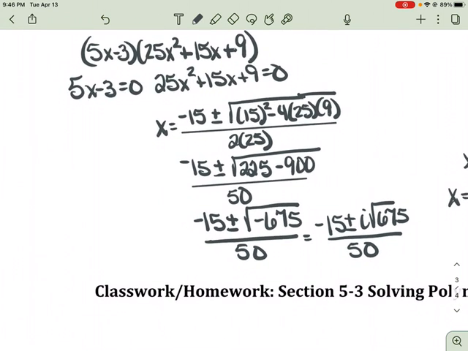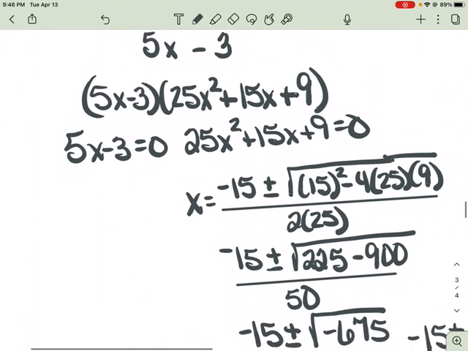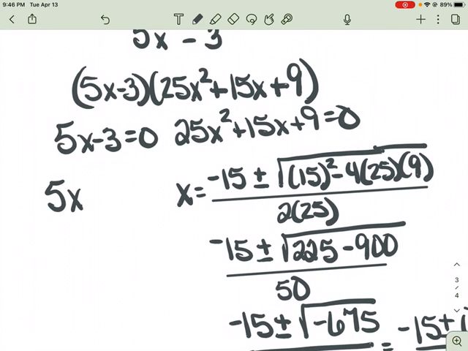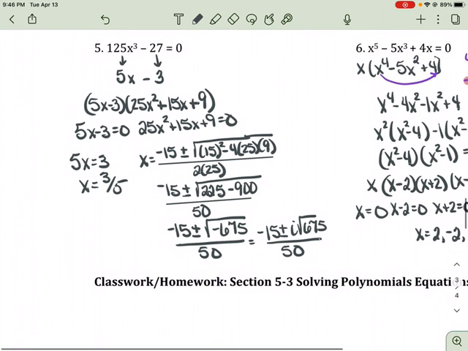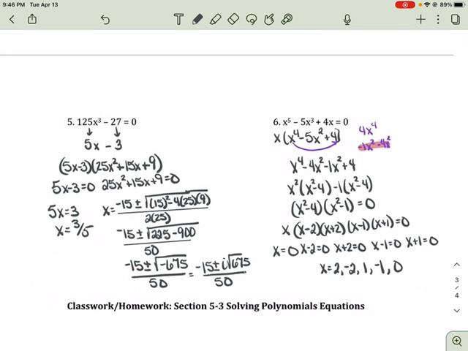Okay, so, let's find this one. We're going to add the 3, divide by 5. So we get 3/5 and negative 15 plus or minus i square root of 675 all over 50. All right, guys.